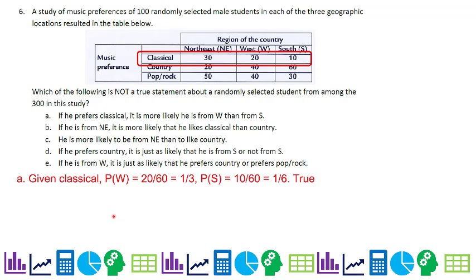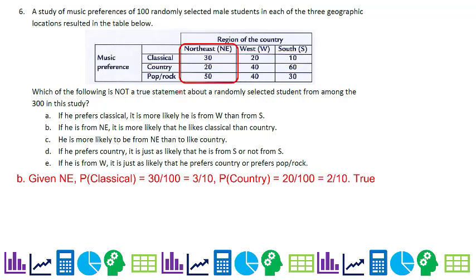So A: if he prefers classical, which means it's the top row, it is more likely he is from the west than from the south. And you can see that's true. We have 20 from the west and only 10 from the south. And I can actually calculate proportions or probabilities, and it's 1/3 and 1/6. So this is actually true, so it's not our answer. B: if he is from the northeast, which is this column, then it is more likely he likes classical than country. And even without doing math, I can see that classical is higher than country. This statement is also true.